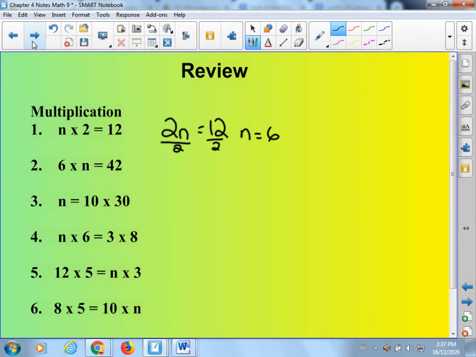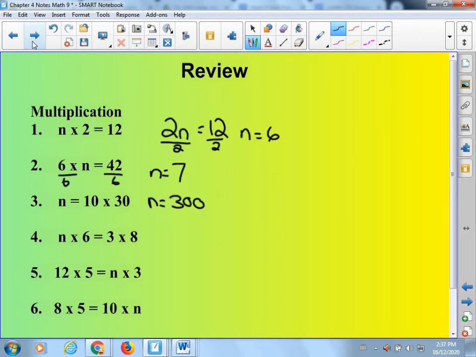If I do the same thing for the second one, the opposite of multiplying by 6 is dividing by 6. So 42 divided by 6 is actually equal to 7. For the third one, as my multiplication's all on one side, that's just a regular equation. 10 times 30, n is equal to 300.